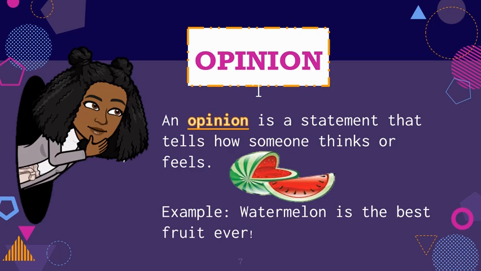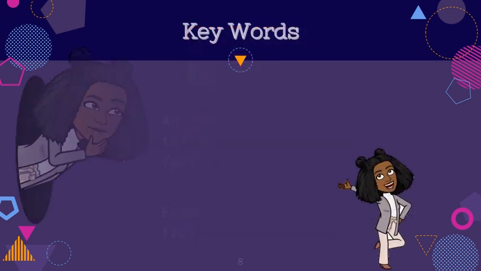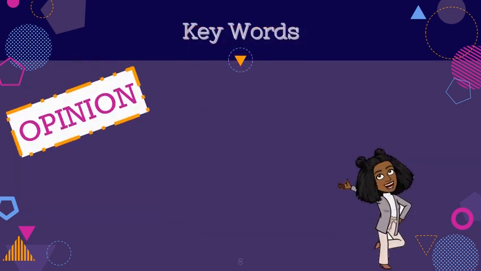You can agree or disagree with an opinion, but you cannot prove it right or wrong, boys and girls. Here are some keywords to help you identify opinion statements in text. We have the word prefer. I prefer. You prefer. He prefers. Think. I think you should do this. I think you should not do that.